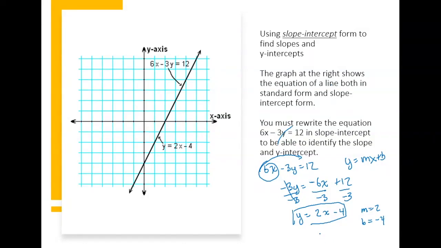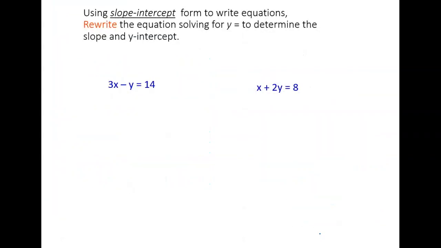So it requires algebra to rearrange to solve for m and b if you don't have the answers. So we'll do a couple more. Use the slope-intercept form to write the equations, solve for y to determine the slope and the y-intercept. So our goal is to have this form, just like the last question. So I'm going to leave my y here, and I'm going to bring this 3x over. So I'm going to do what I just did. So I have negative 3x because it was a positive on that side, plus 14.